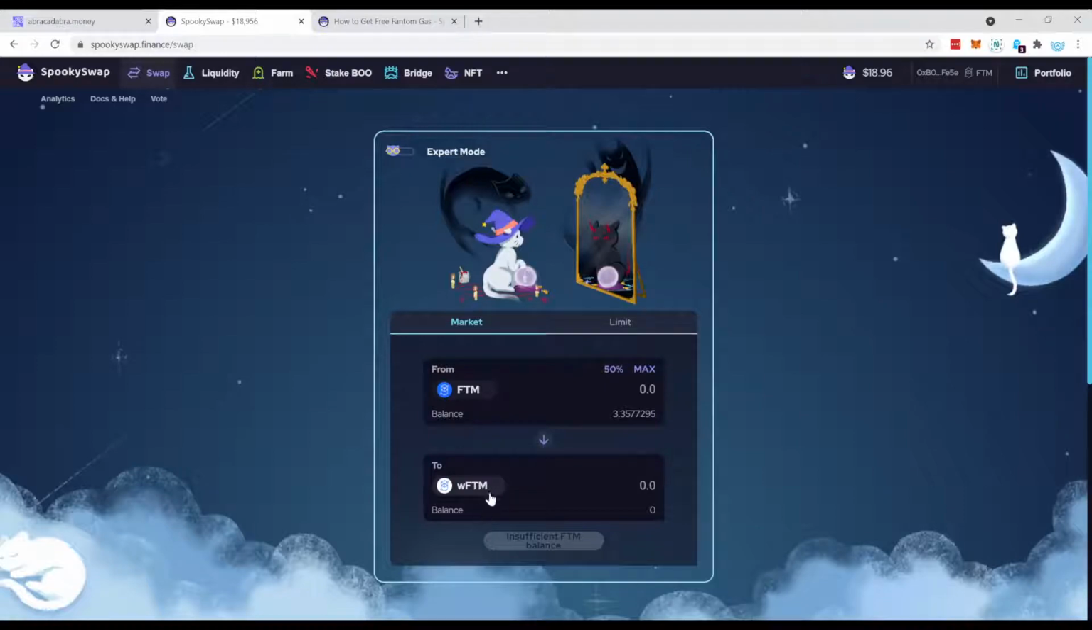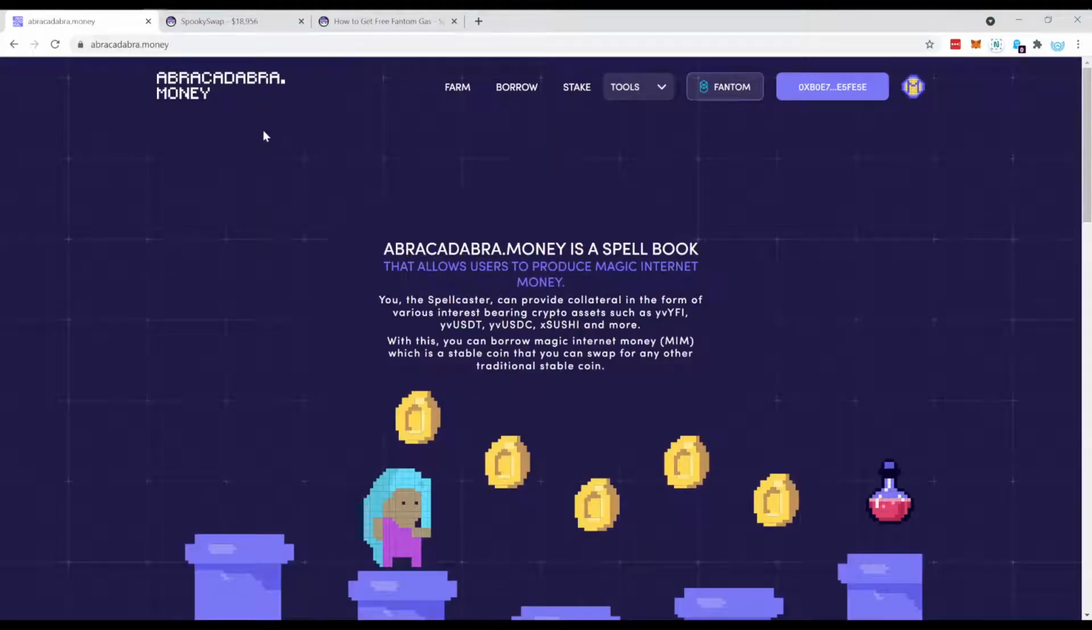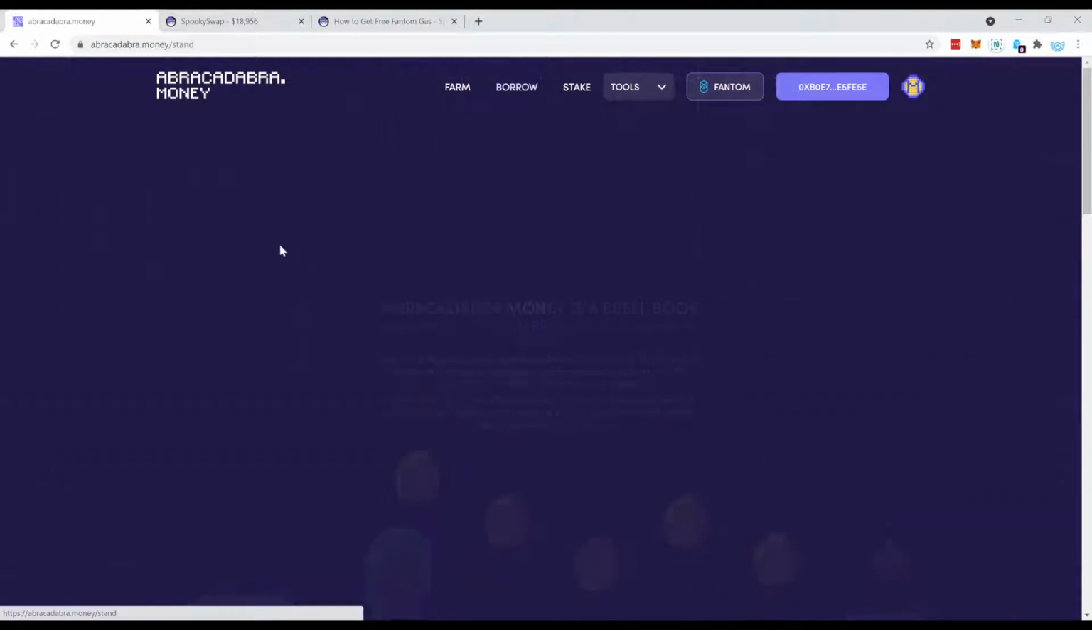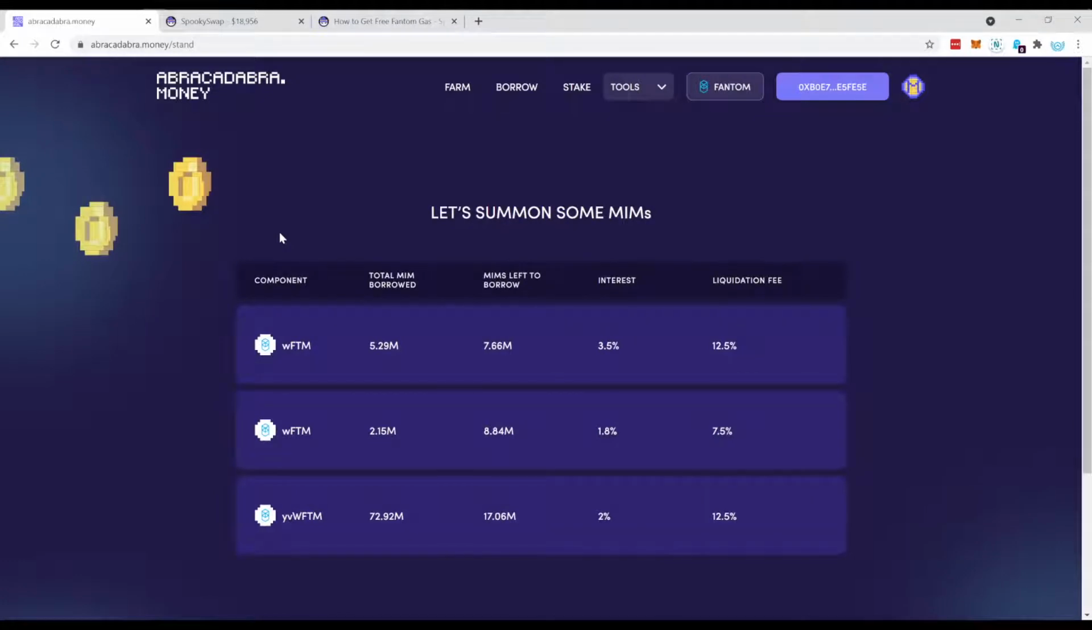Now, when you have WFTM, you come over here to abracadabra.money. As always, I put the links in the description. And you come over here to the borrow step, okay? Now, of course, if you didn't connect your wallet already, you have to connect your wallet first, and then you will see this step here. So what we're gonna do, we want to borrow assets, in this case MIM, against our WFTM.